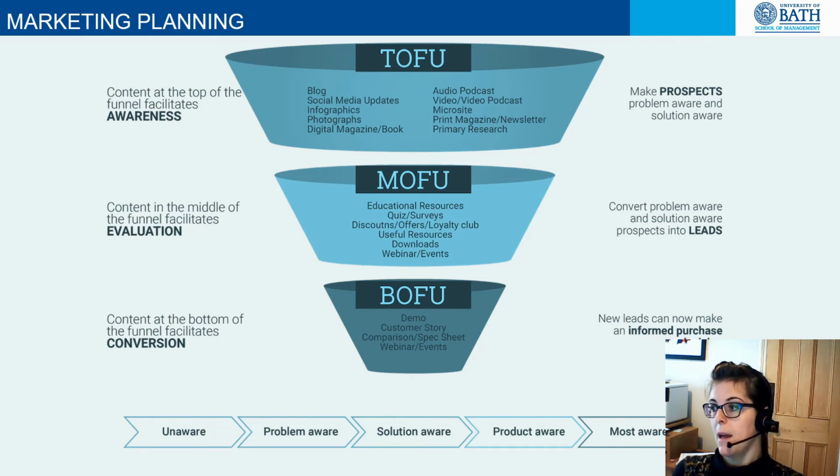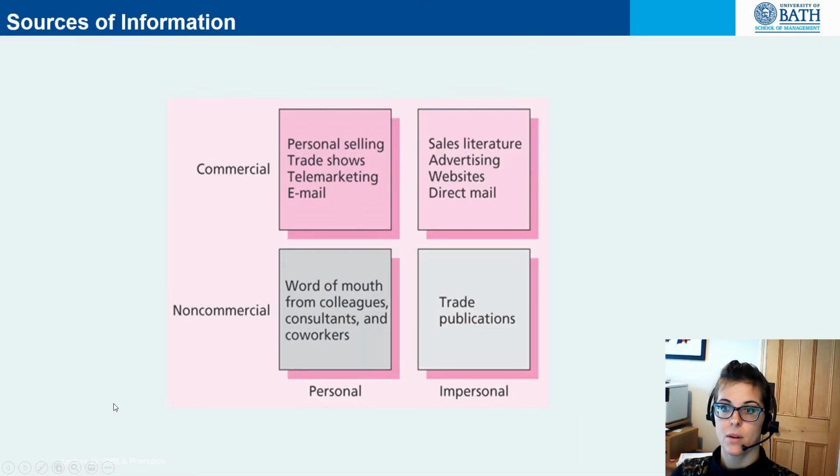Okay. And this is where they need to be the most informed about the product so that they feel confident enough that the risk is low in making this decision and they can easily convert. Okay. So they go from unaware about you to problem aware to solution aware, product aware, and then the most aware at the bottom funnel when they convert into buying the product. And these sources of information can come from a variety of places.